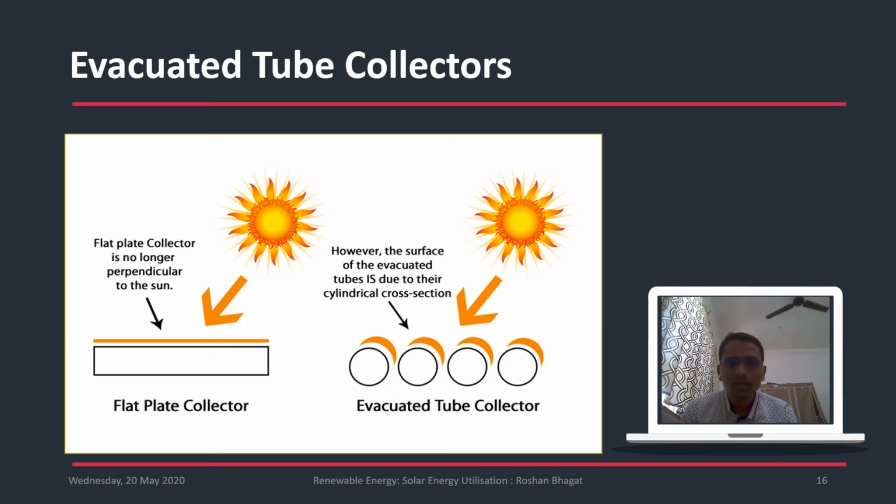So here you can observe the evacuated tube type of collector. It is a circular tube, and this circular tube acts as the absorber. Whether you are in the morning, the afternoon, or the evening, the solar radiations are always normal to the surface, and as they are normal to the surface, maximum solar energy is utilized. That is considered to be one of the advantages of using an evacuated tube type of collector.